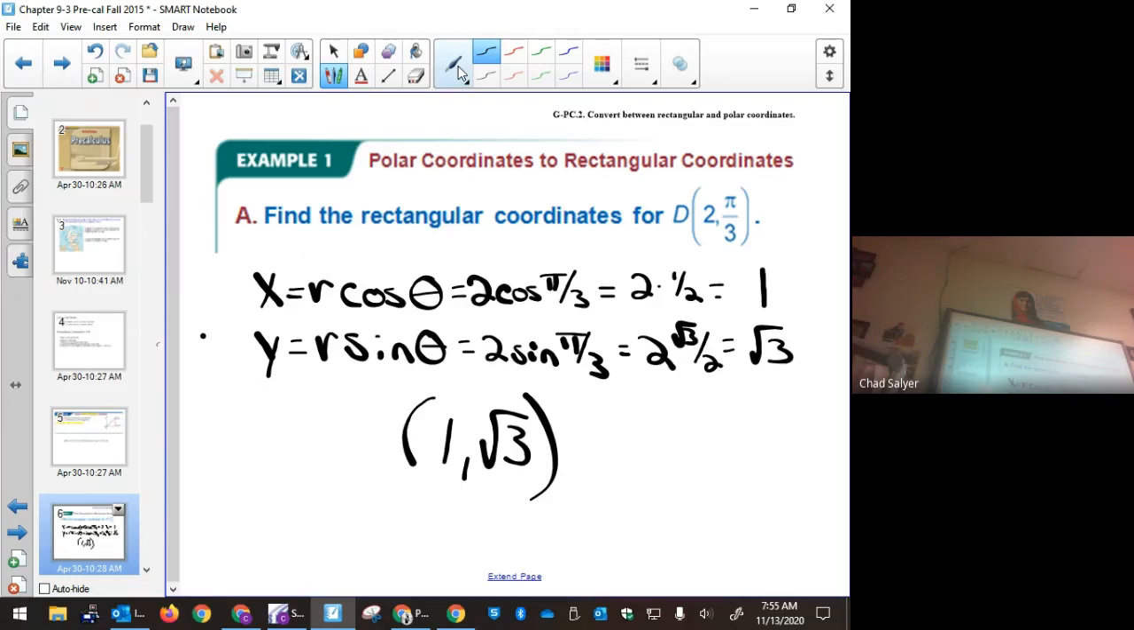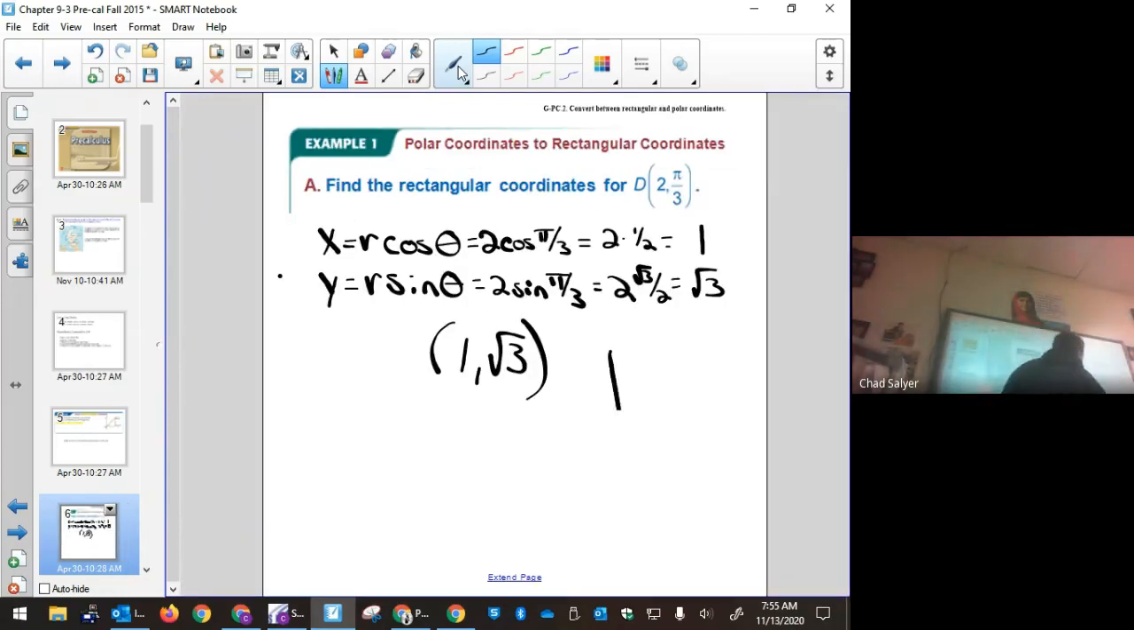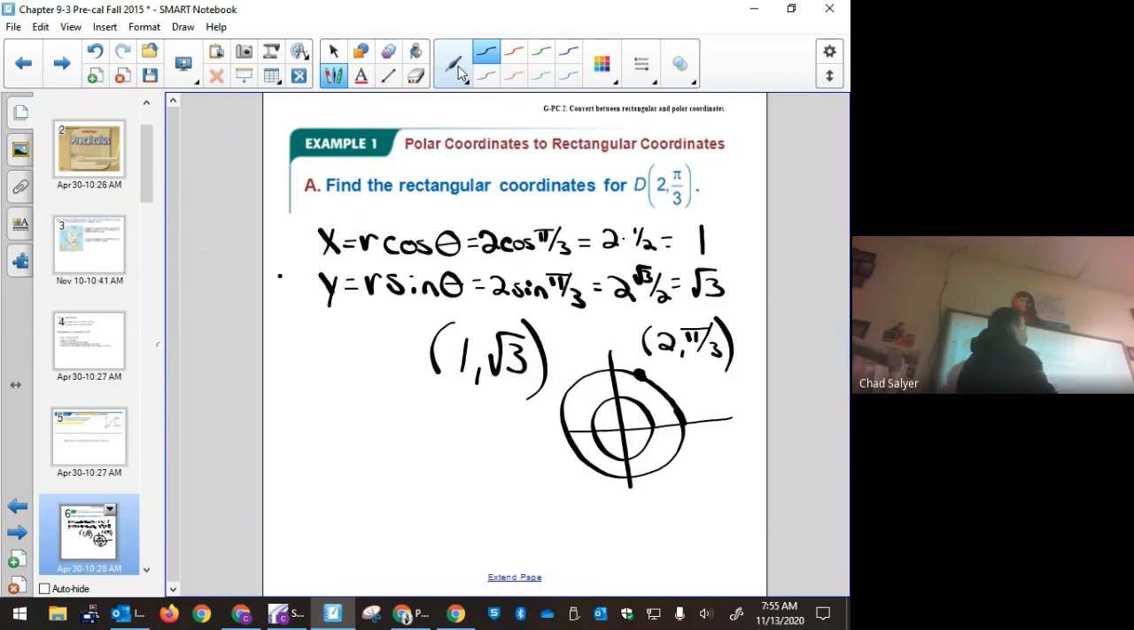So 1 comma square root of 3 is the corresponding rectangular point. So the polar point 2, pi over 3 can be described with these rectangular coordinates. Any questions about that?